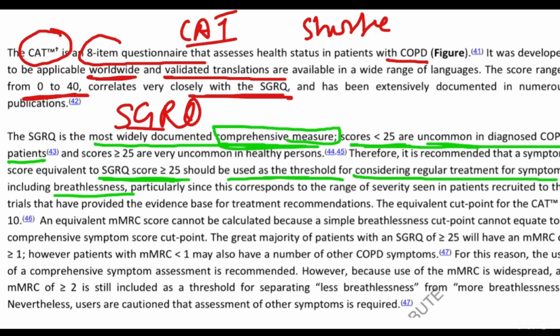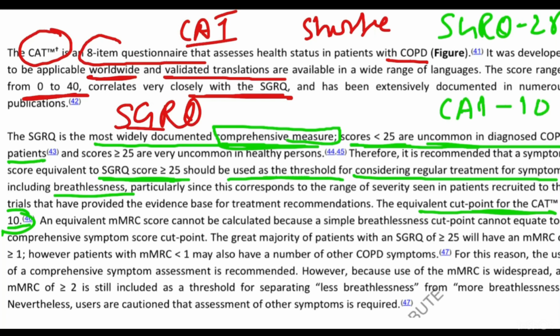So the equivalent cut point of the CAT is 10. An SGRQ of 25 is equal to a CAT of 10. So a CAT score of 10 is equal to an SGRQ score of 25.